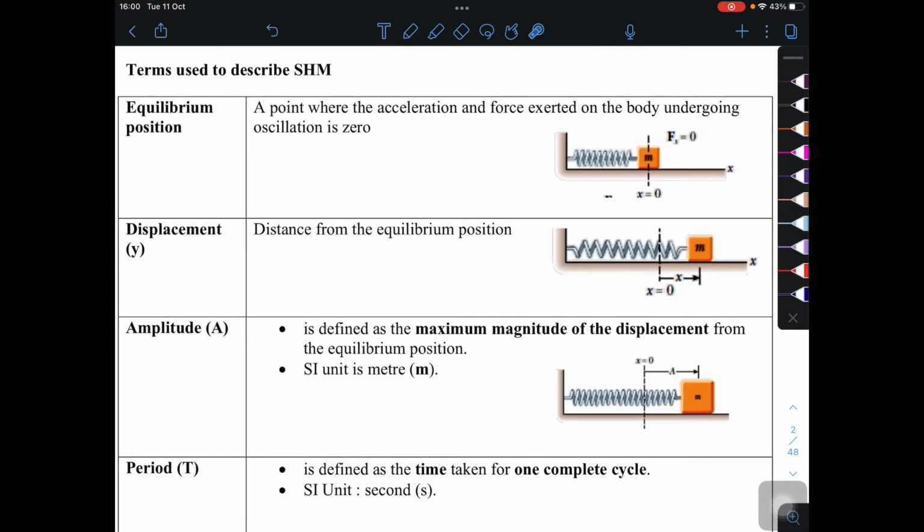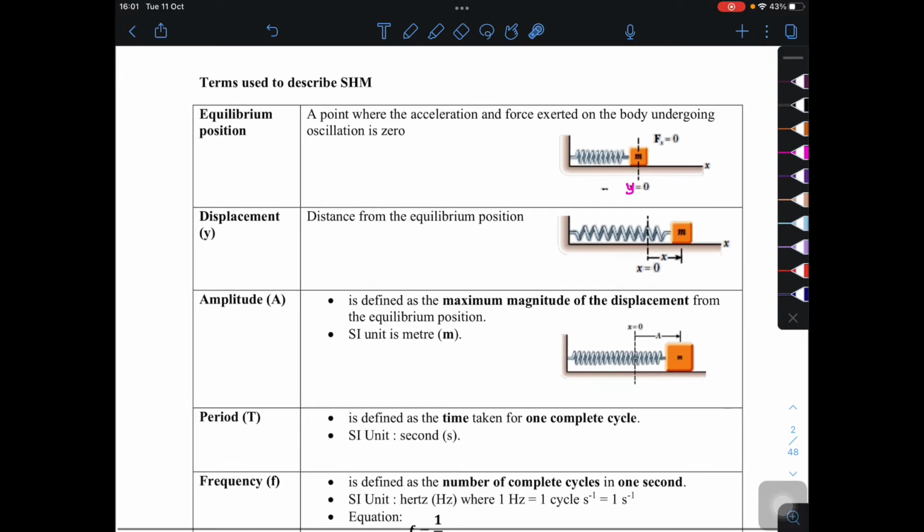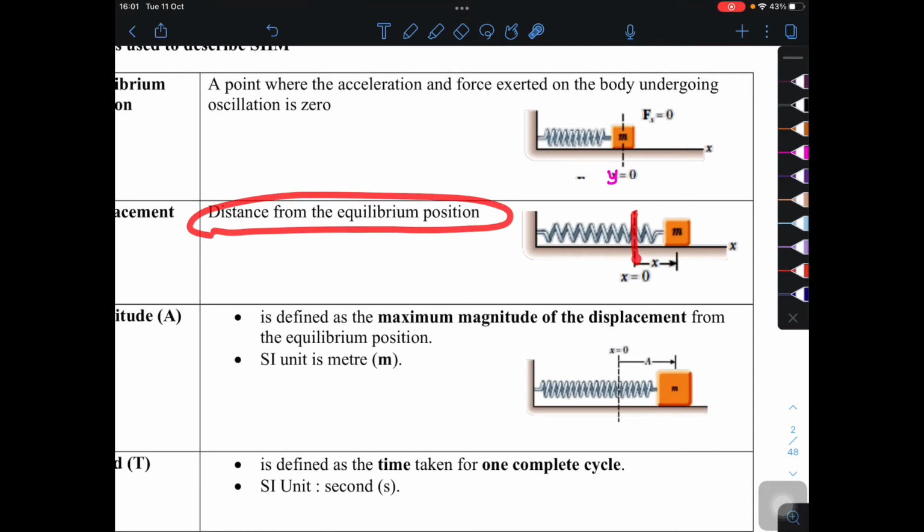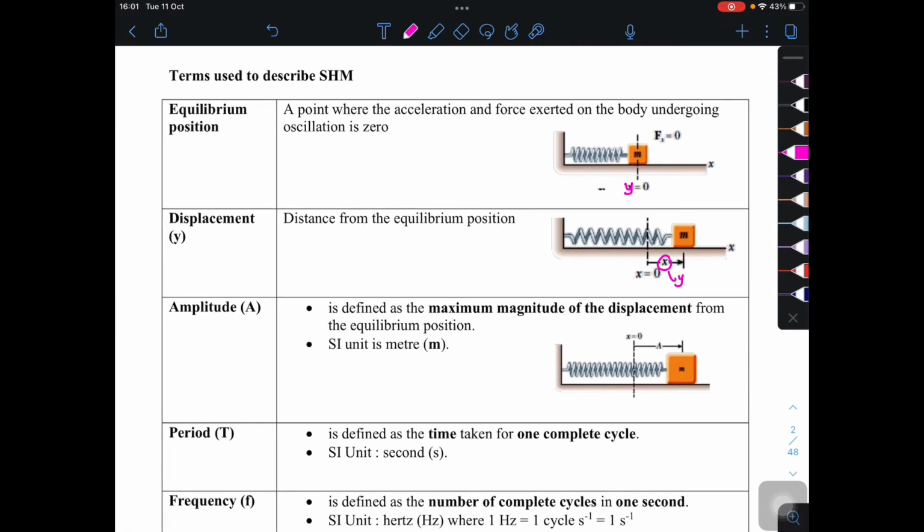Okay, dalam gambar ni kita gunakan X, but in our chapter, in our syllabus kita gunakan Y instead of X lah. Okay, and then this one displacement, distance from equilibrium position. Okay, so equilibrium adalah dekat sini apabila kita tidak tarik dia punya spring ataupun kita tidak extend or compress, which is here. And then when we extend, kita extend at certain point lah from the equilibrium. So equilibrium tadi dekat sini, this is the value for displacement. So again this one should be Y, not X.